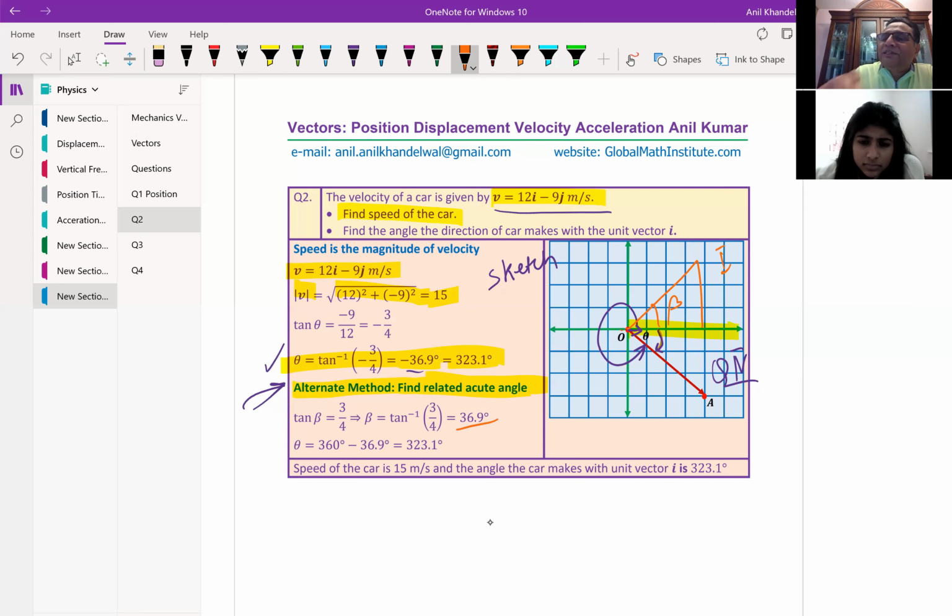Since we know from the sketch that the answer lies in quadrant 4, the angle will be 360 minus this, like we do in trigonometry. So the same concept has to be applied to find the angle, and then you get your answer. Is that clear? So you're always working in quadrant one and then getting the real answer. So always find the related acute angle.